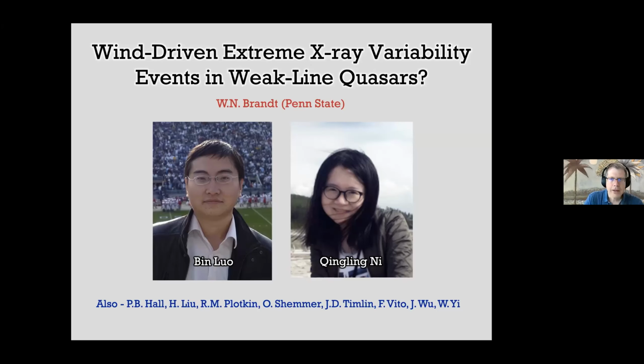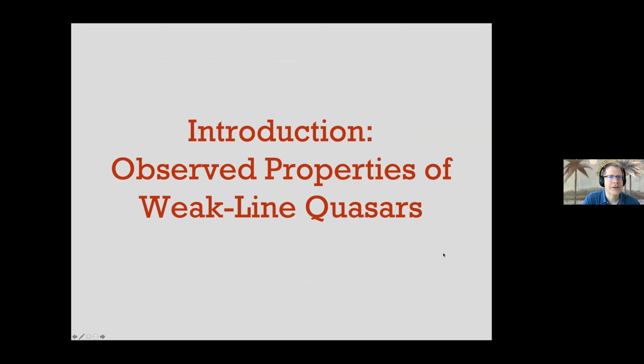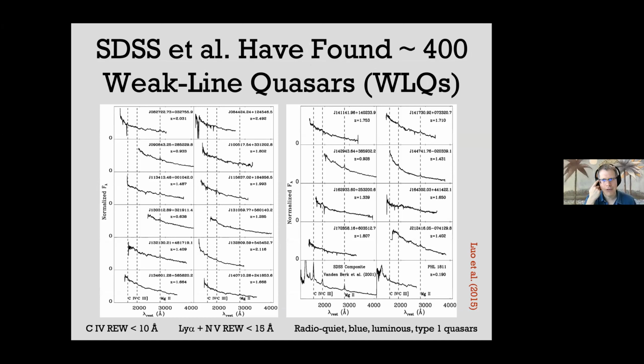And these weak-line quasars have been discovered in significant numbers in recent years by large optical spectroscopic surveys like the Sloan Digital Sky Survey. We have now found about 400 of these weak-line quasars, and they are notable from their name as for having these remarkably weak lines.